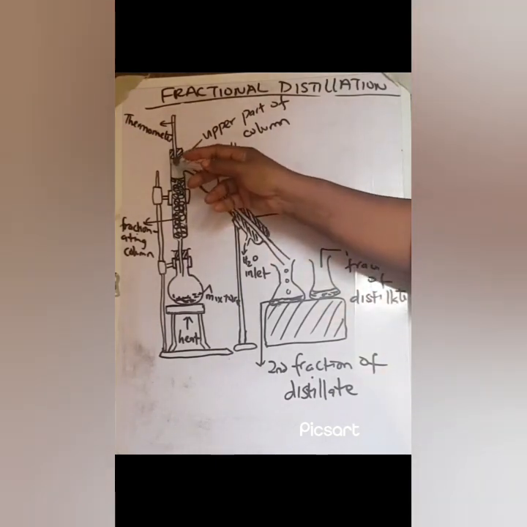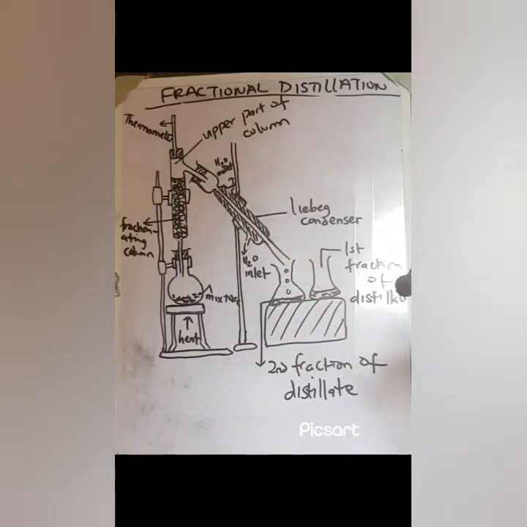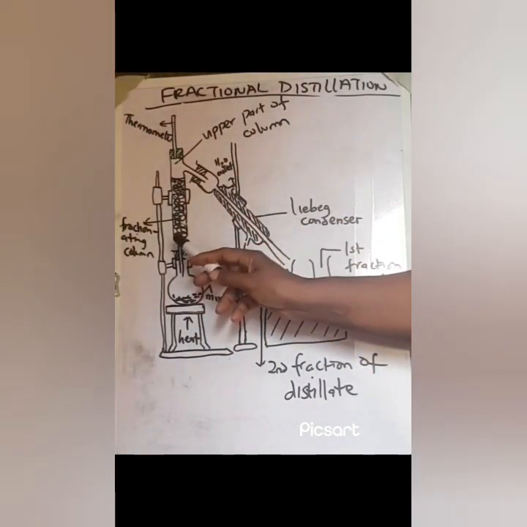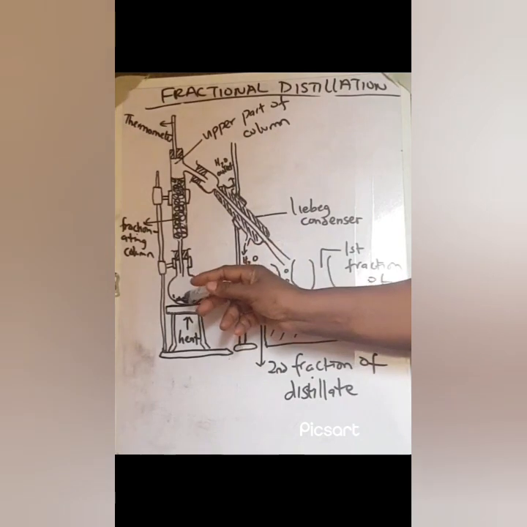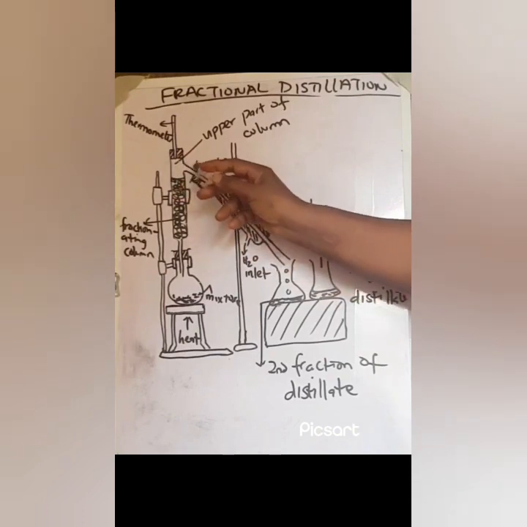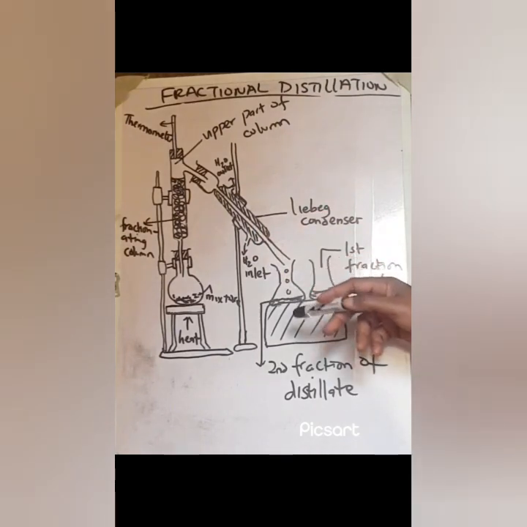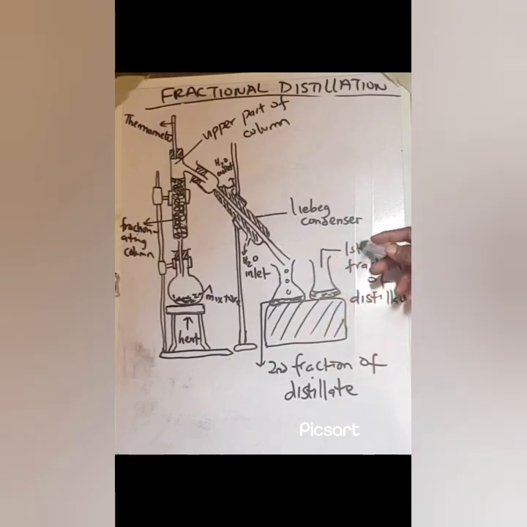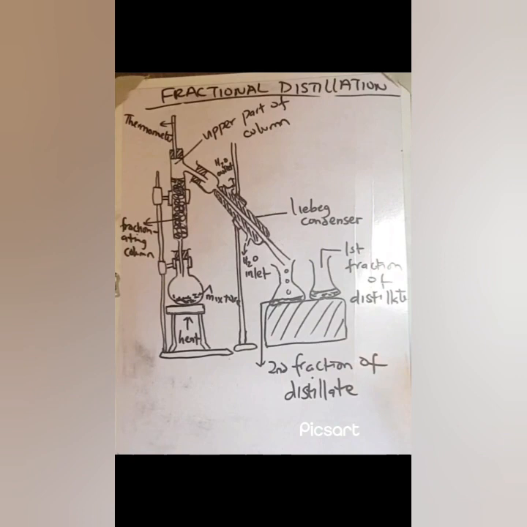Now this is the upper part of that column, where the temperature must match the vapor coming up from the mixture. The temperature here is lower than the temperature down here. So the vapor with the lower boiling point must match the temperature here before it can distill over into the condenser and then be collected. You can see that we have two conical flasks here. The first is the first fraction of the distillate that has been collected, those with the lower boiling point, and this is the second fraction of the distillate, those with the higher boiling point.